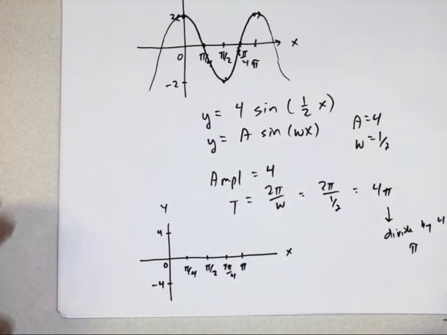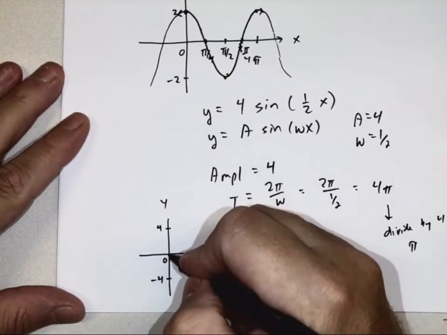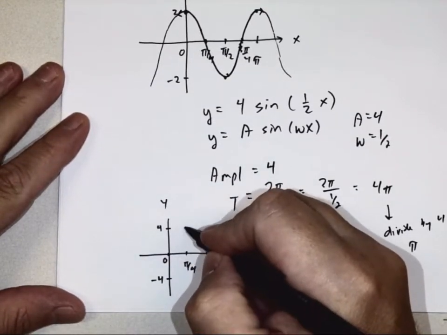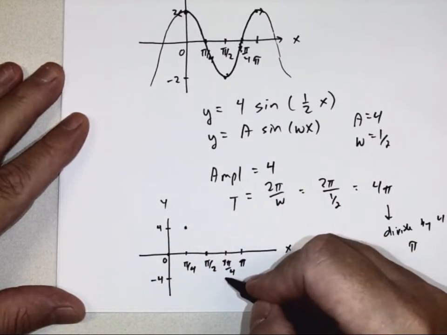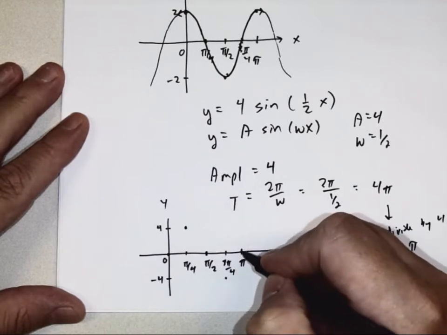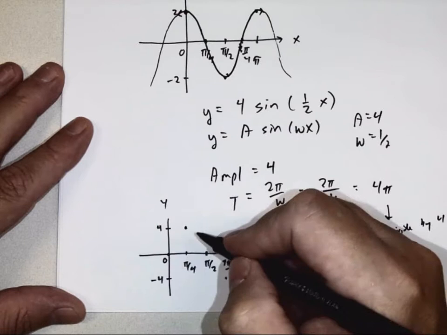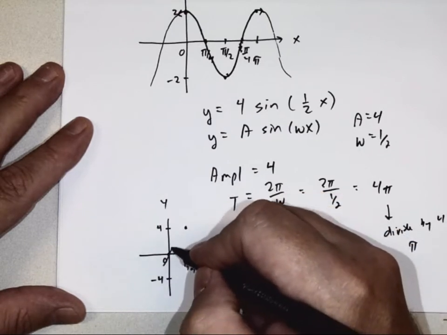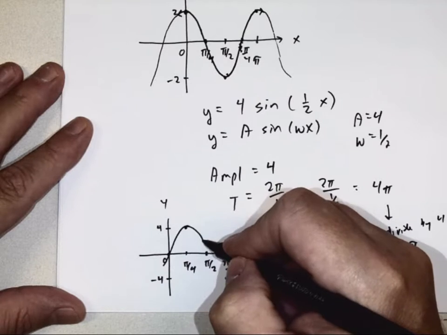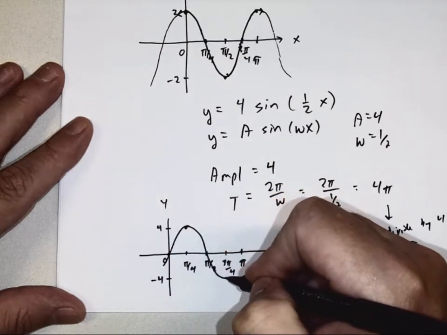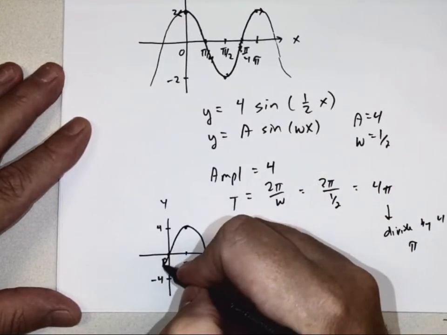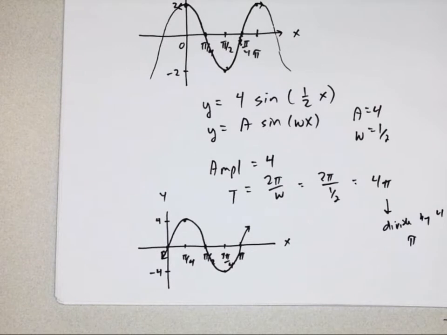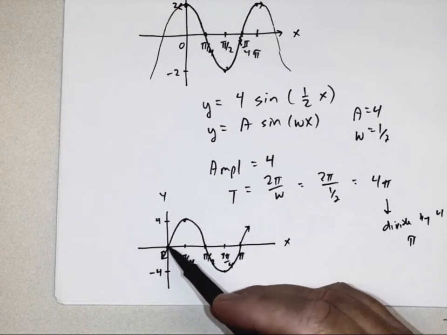Now, since I know it is a sine wave, I know it starts at 0. At my first point, it goes high, comes back to 0, then goes to my low point, then back to 0. So if I try and draw this now, and there's your sine wave. Amplitude of 4, a period of 4 pi, right?